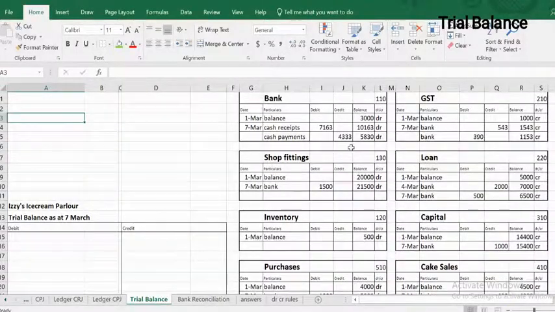So for example, on that date, the bank balance is $5,830. On the 8th of March, it may well be different as more transactions are processed in and out of the bank. So it's as at the 7th of March.